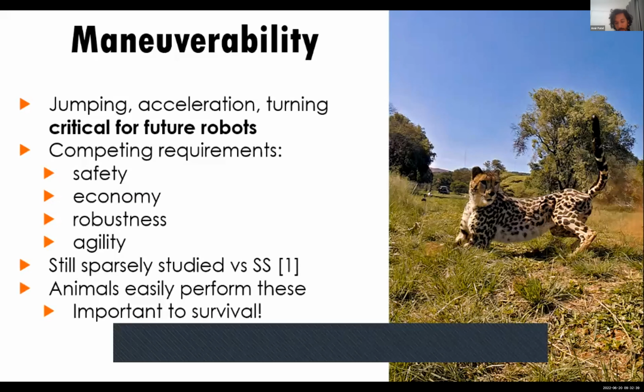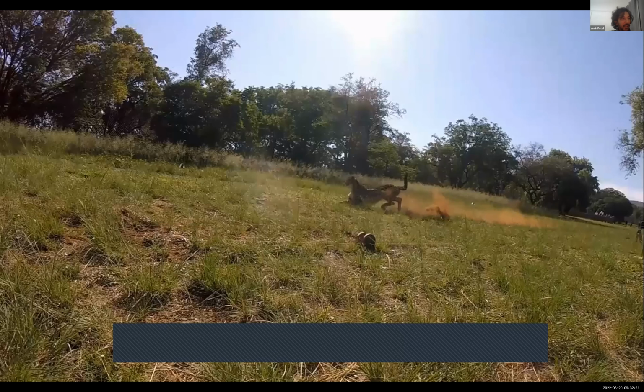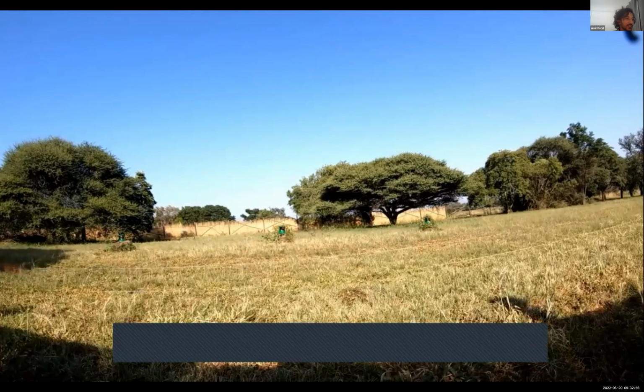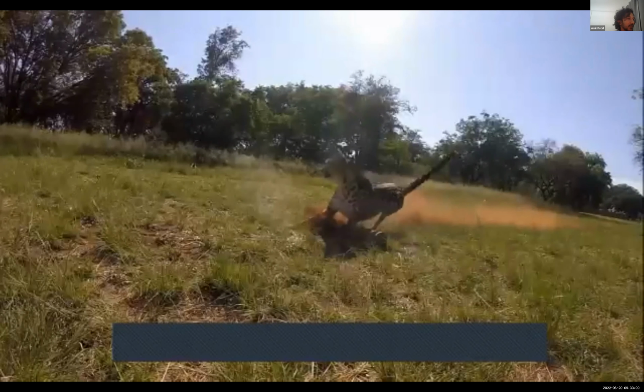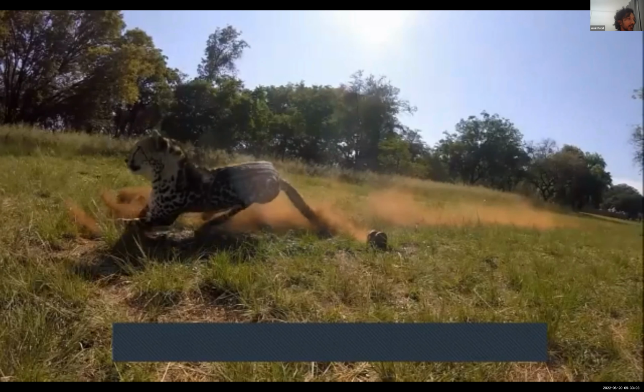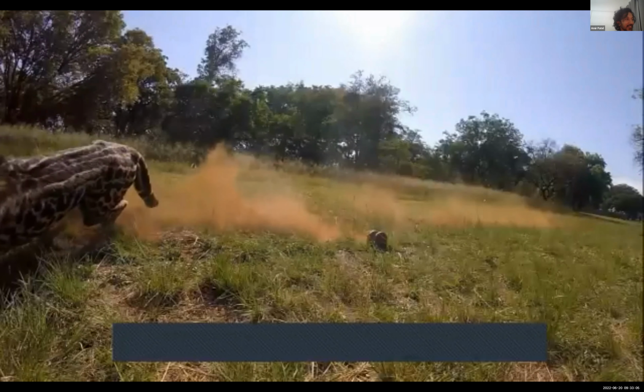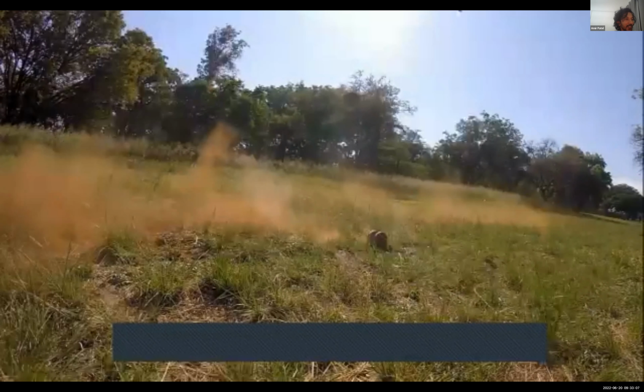And what's also quite interesting is that animals are really extremely adept at doing these things. They do them with ease because they are paramount to their survival. And no animal epitomizes maneuverability like the cheetah. So this is just some examples where you can see the extreme agility of the animal. Also, you can see things like sliding, turning, using its whole body to maximize its ability to maneuver.